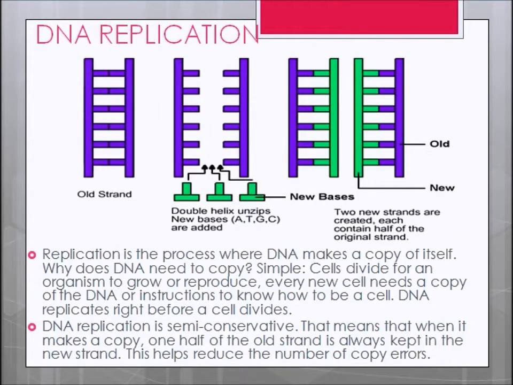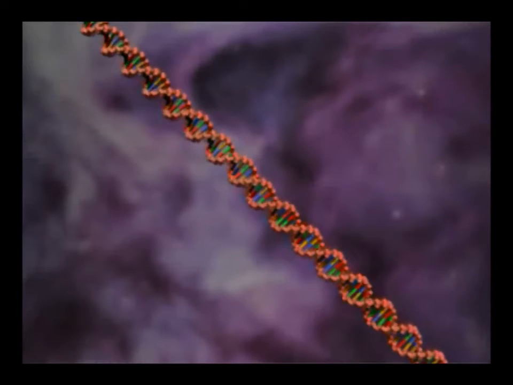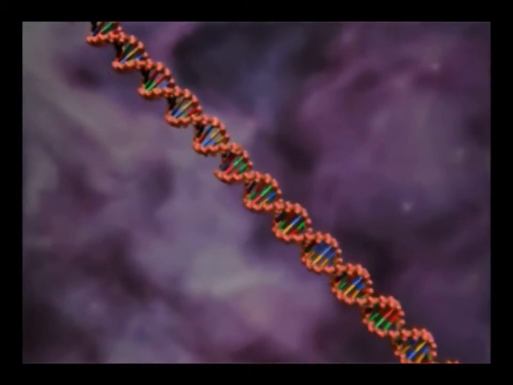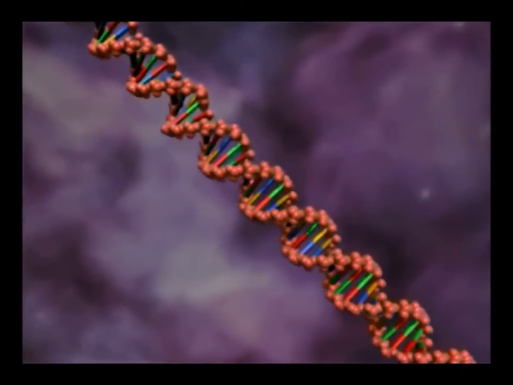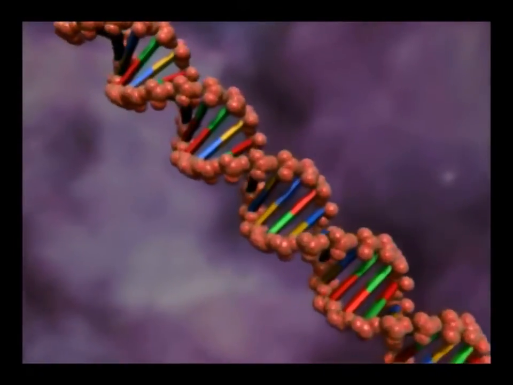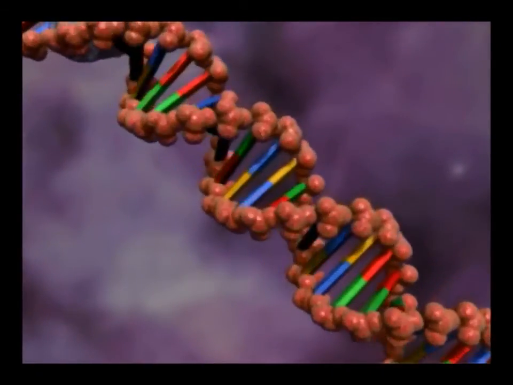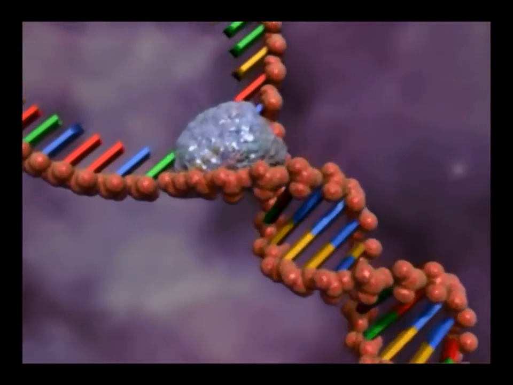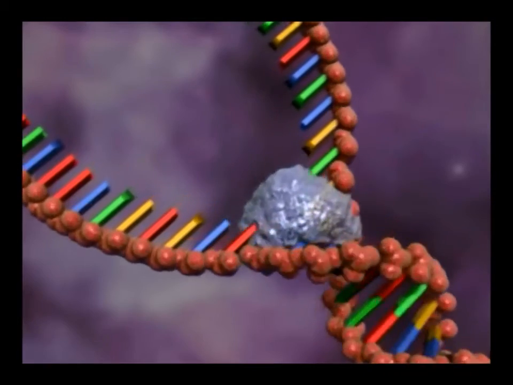DNA replication is a semi-conservative technique: it makes a copy using one half of the old strand and one new strand, which helps reduce the number of copy errors. DNA replication is defined as the process by which an organism's original DNA is used as a template for the production of a new complementary DNA strand. An enzyme called helicase unwinds the original DNA's double helix, creating a replication fork.